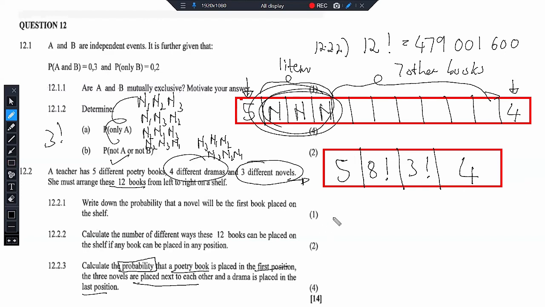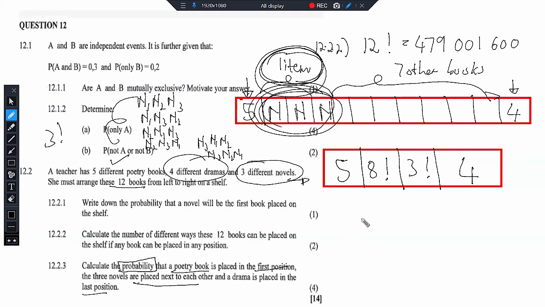The 5 for the fact that you have 5 options in placing the poetry books in the first position. The 4 for the fact that you have 4 different options for placing a drama book in the last position. And then here you have 8 factorial ways in which you can place all the other books here. But then also consider the fact that you made this one an item. There's 3 books, 1 item. So that means they can be arranged in 3 factorial ways.